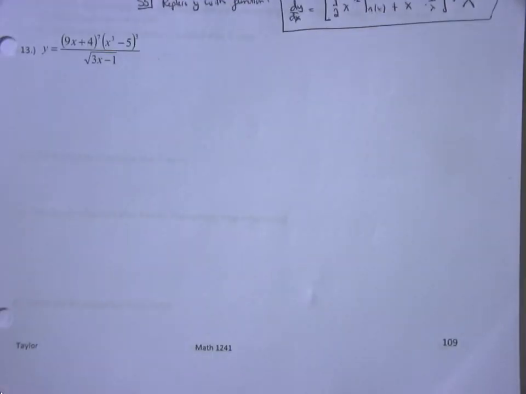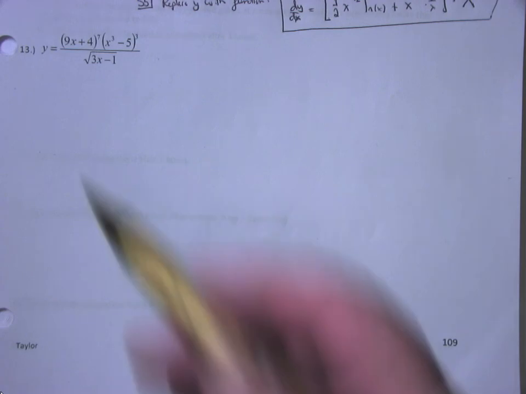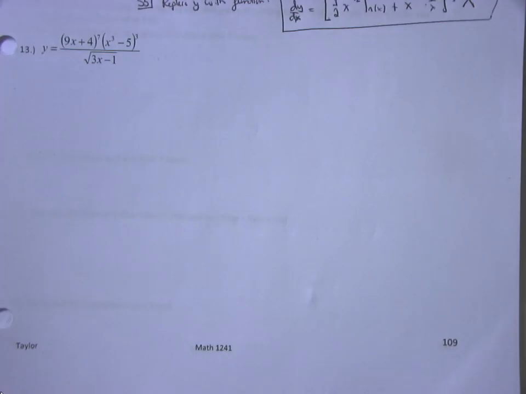I got the function y equals (9x plus 4) to the 7th times (x cubed minus 5) cubed divided by the square root of 3x minus 1. Now honestly, you should be able to take the derivative of this thing, no problems at all right now, if I just said take the derivative of it. Here's the problem. If I take the derivative of this thing and use traditional methods, what's the big picture here? How would you take the derivative of this thing? What rule would you use?